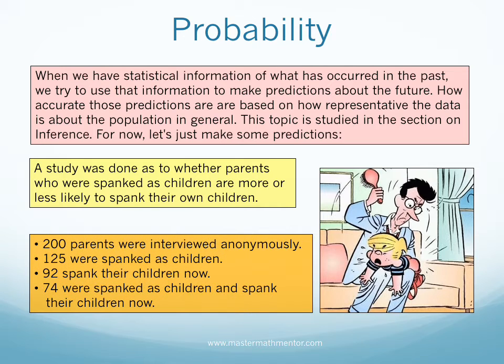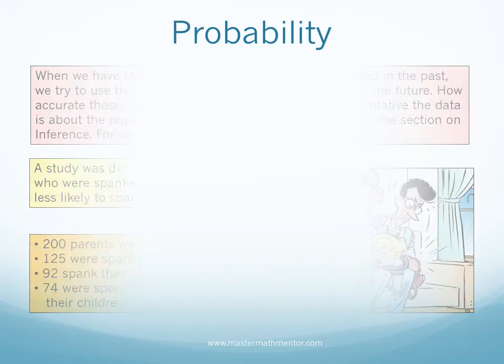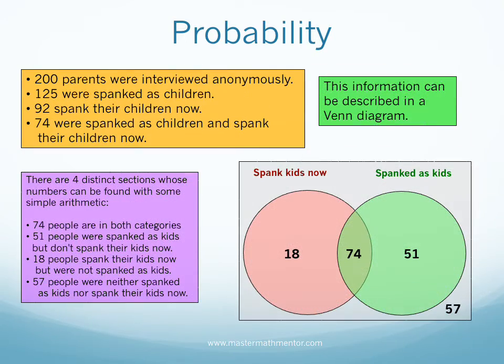200 parents were interviewed anonymously. We find that 125 were spanked as children, 92 spank their children now if they feel it necessary, and 74 parents were both spanked as children and spank their children now. This information is best described in what is called a Venn diagram.